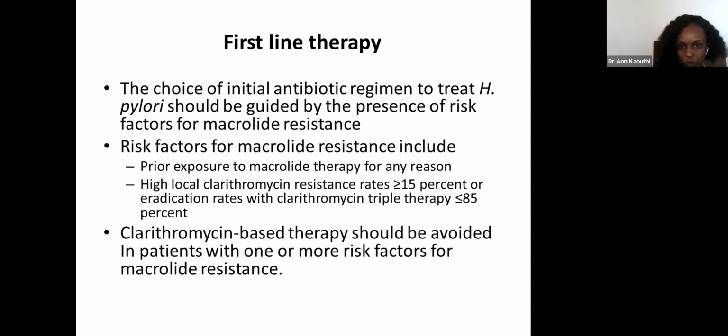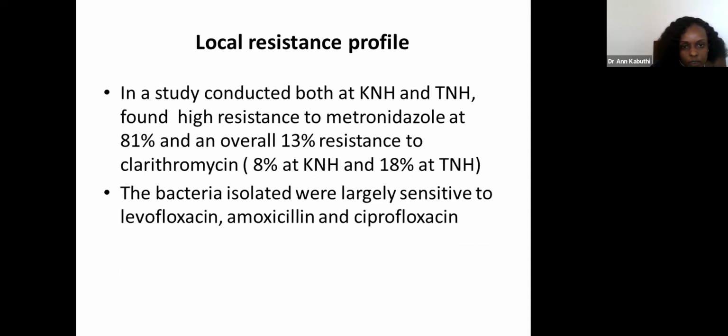One, as we have said, exposure to macrolide therapy for any reason, and two, high local clarithromycin resistance of more than 15%, meaning you need to know the local clarithromycin resistance rates in the facility where one is practicing. So we did a study recently at Kenyatta National Hospital and at the Nairobi Hospital.